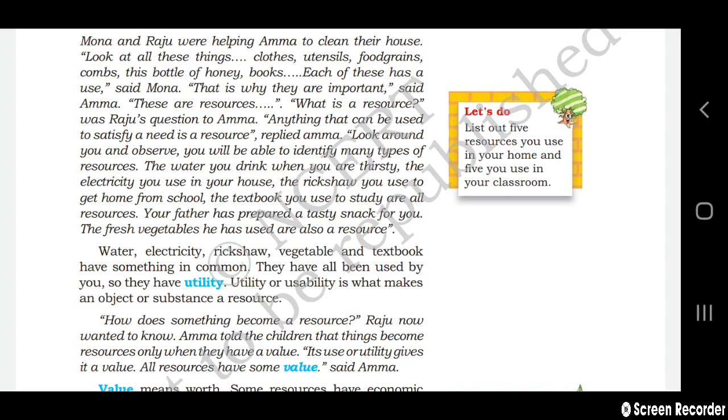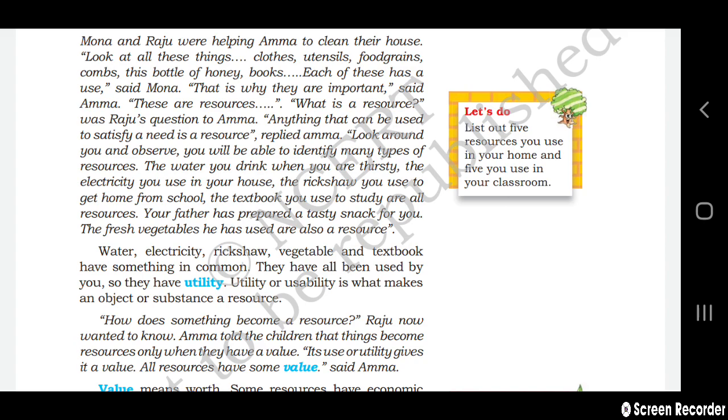Anything that can be used to satisfy a need is called a resource, mother replied. Look around you and observe. You will be able to identify many types of resources around you. The water you drink when you are thirsty, the electricity that you use in your house, the rickshaw you use to get home from school, the textbook you use to study, they are all resources. They are the things that you are using.